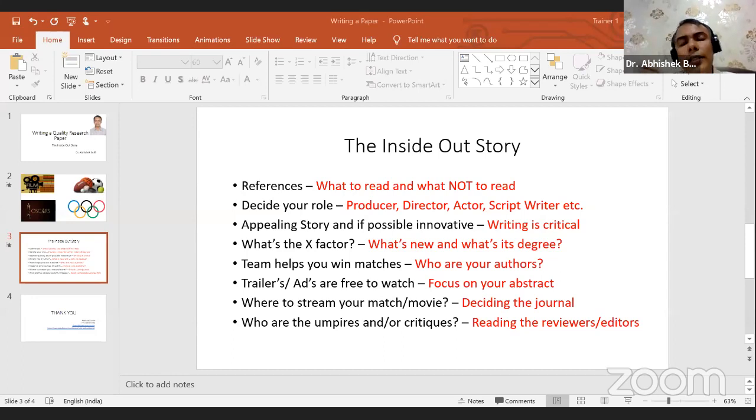Section 1 will be introduction. Section 2 will be literature review. 3 will be this. 4 will be this. 5 will be this. So these 4 or 5 topics usually make up your introduction section. The introduction section usually ranges between 2 to 4 pages, depending on your paper.